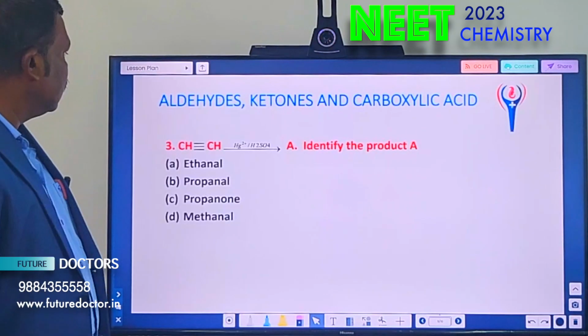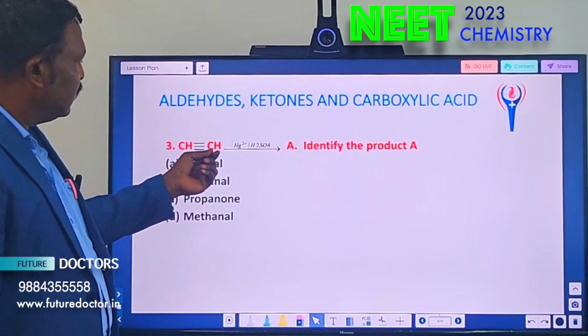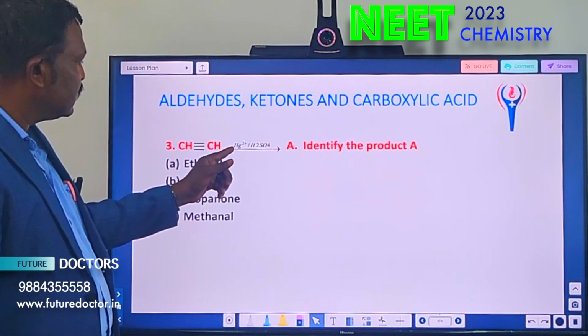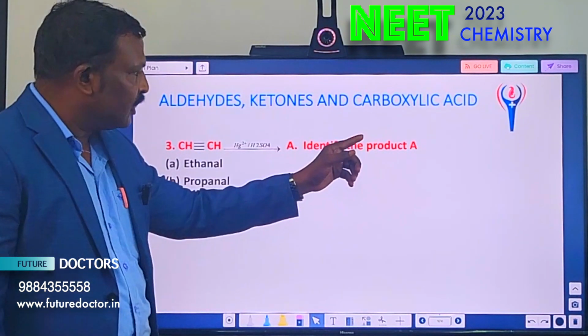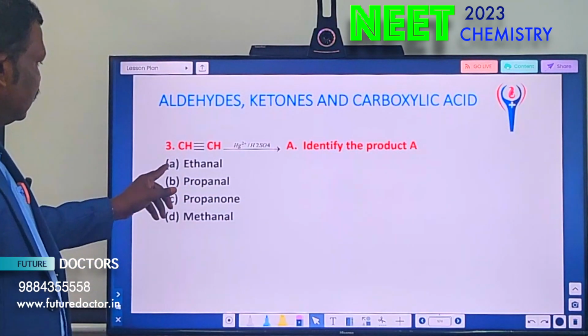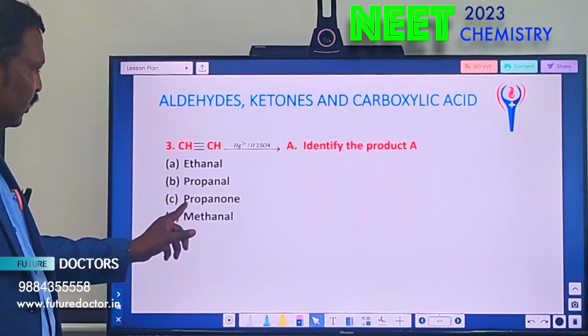Next one, third one. Ethane gives A when it reacts with mercuric sulfate in acid medium. Identify the compound A. That's the question. So option A, ethanol; option B, propanol; option C, propanone; option D, methanol.